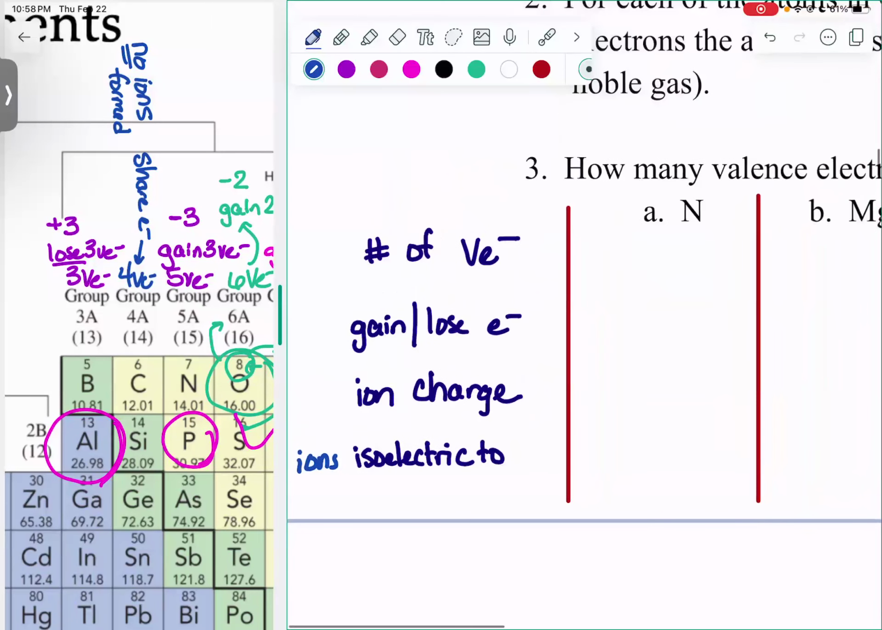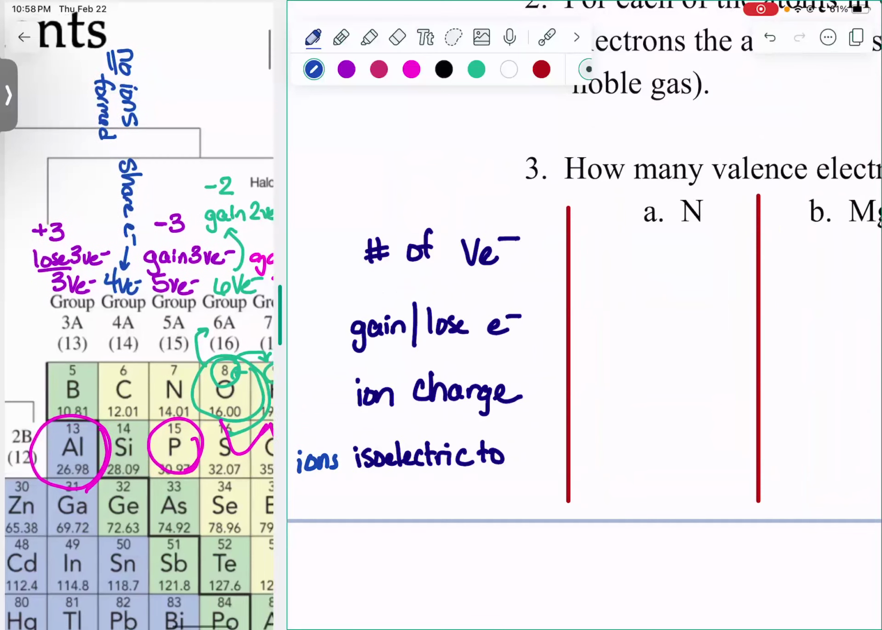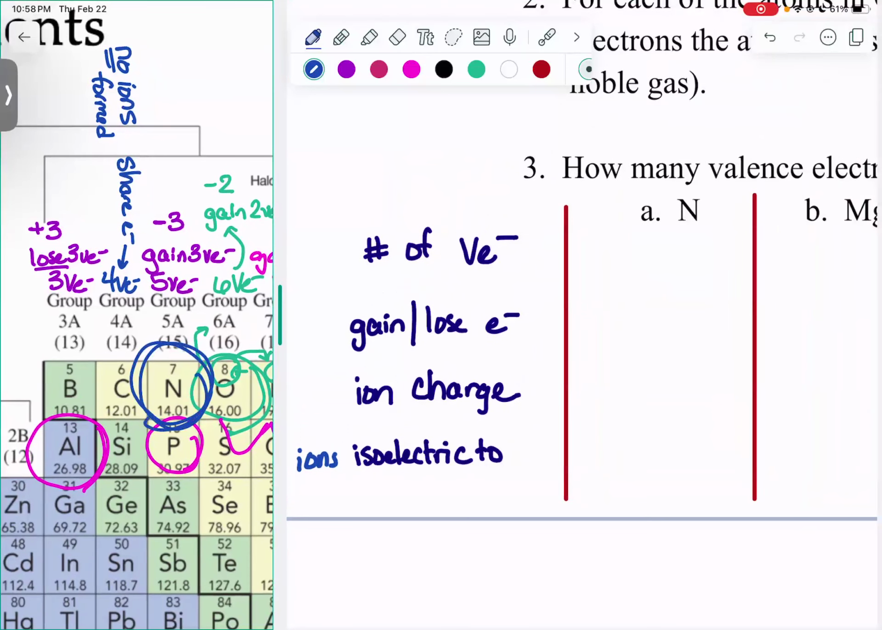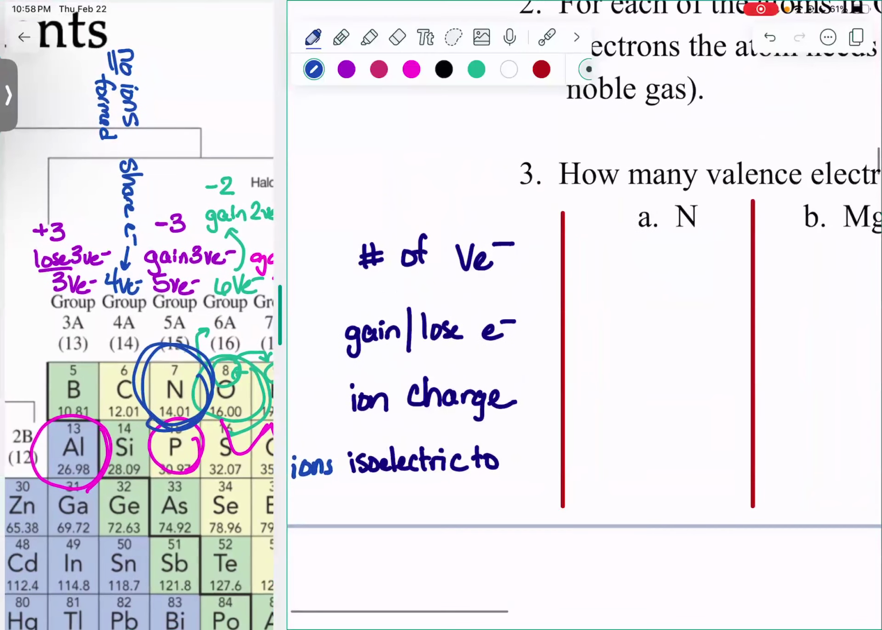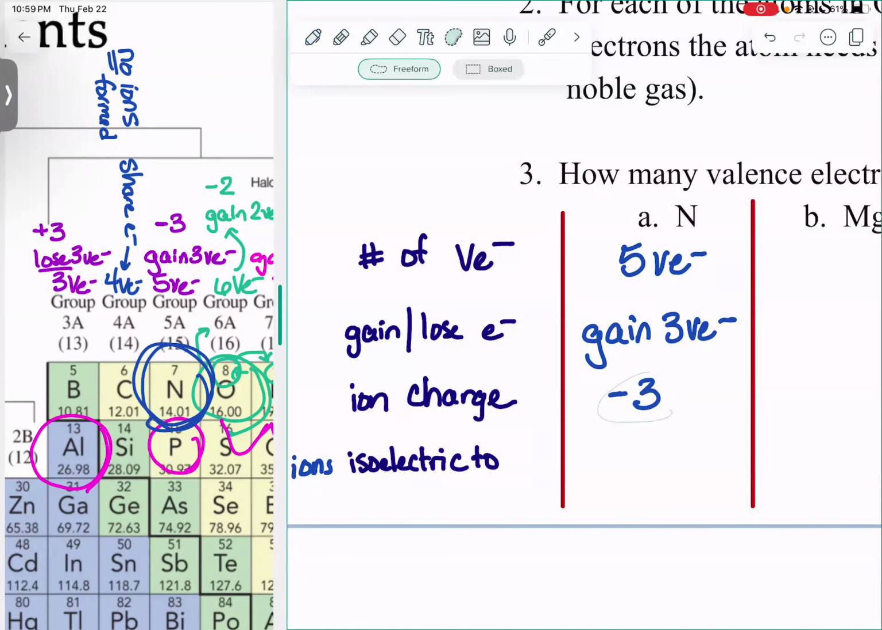Okay. So let's look at number of valence electrons. We're going to just do one element at a time here. So nitrogen, right here in group 5A. So it has 5 valence electrons. What's it going to do? Lose 5 or gain 3. It's going to gain 3 valence electrons. If it gets an extra 3 negatively charged particles, it's going to have a charge of -3. And if you wanted to write the symbol, it would be nitrogen 3-. That's how you would have to do it for the homework.